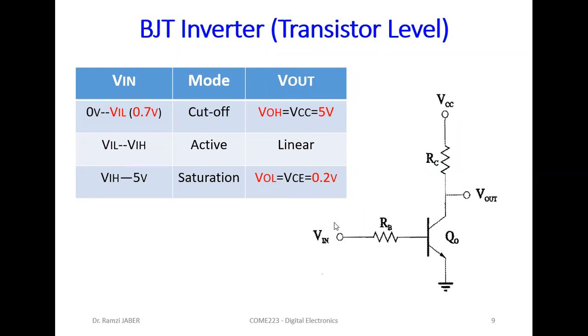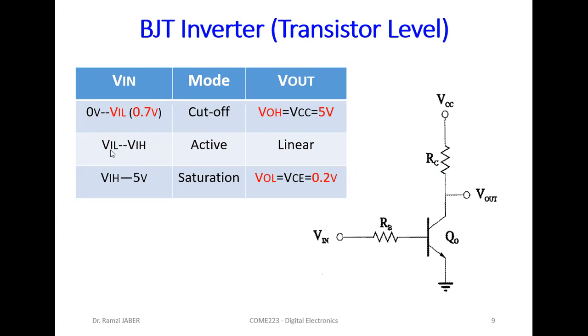Now about the input. When the input is between 0 volt and V input low, VIL, which in a BJT equals 0.7 volt, this is low voltage. In a BJT, we call it low input voltage, from 0 to 0.69. So the transistor will be off.